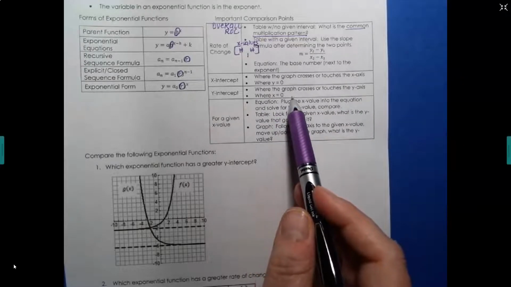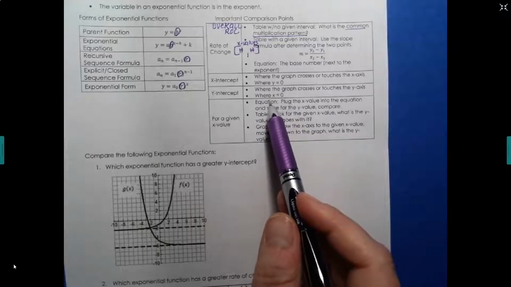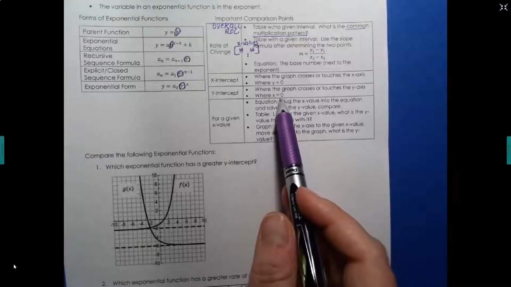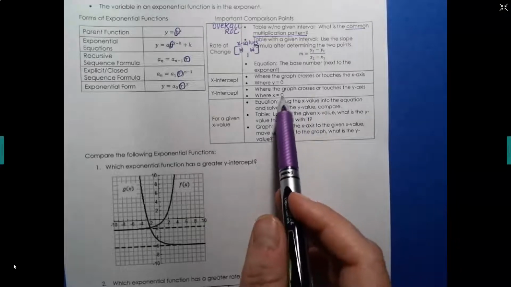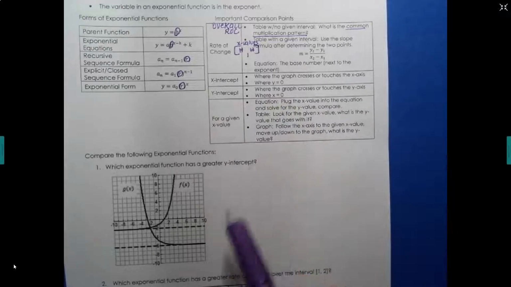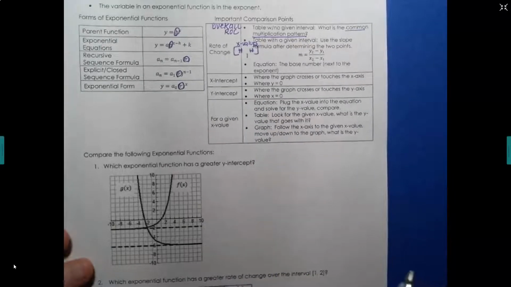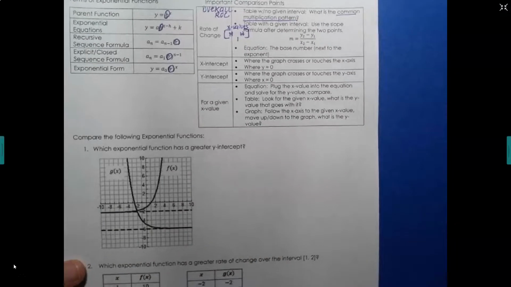So when you're looking at a table of values, you can go to where x is 0. If you have an equation, you can plug in x is 0 and solve for the y. And when it's the graph, you go to the y-axis, which is where x is 0, to find where the graph crosses. And the final way we're going to talk about is for a given x value.